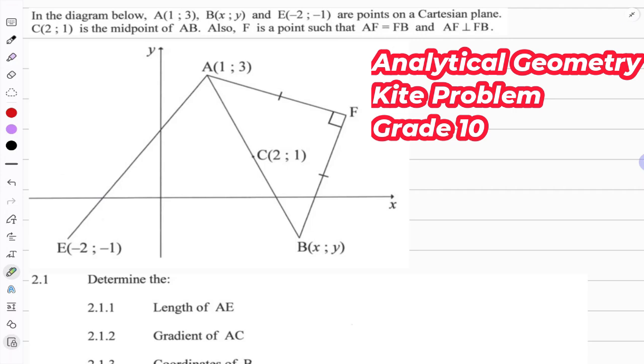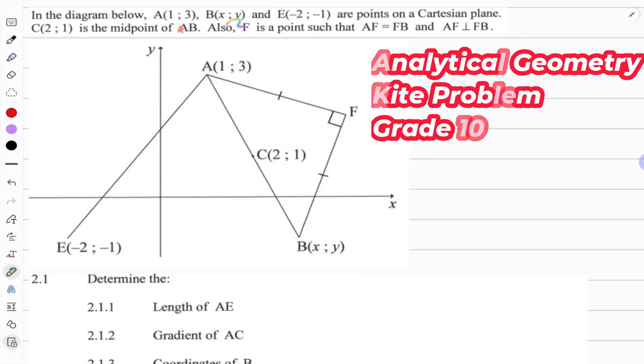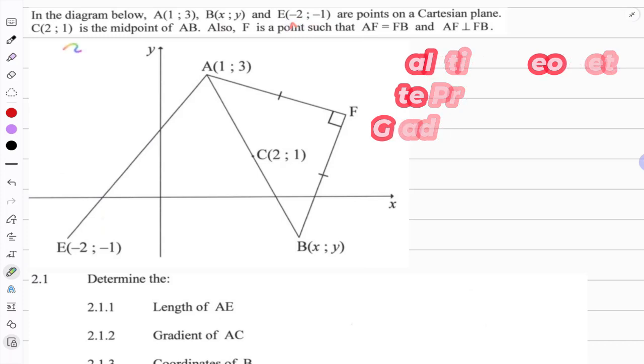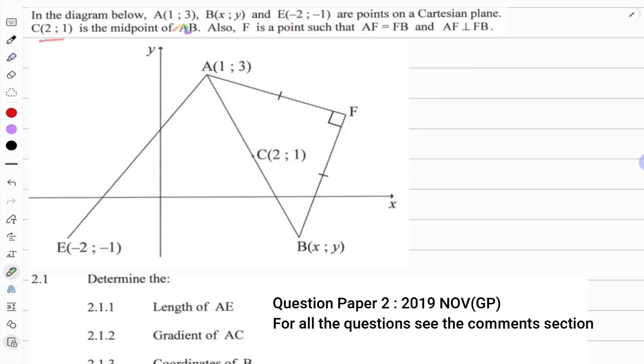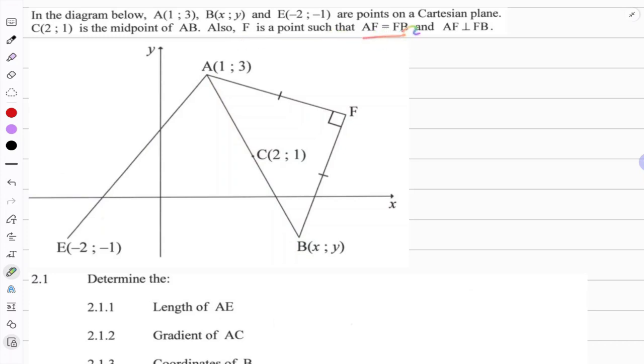So in the given diagram we are given 4 points A, B, E and C, and they also tell us that C is the midpoint of AB. So C here is the midpoint of this line AB. Also F is such that AF is equal to FB. So these two lines are equal in length. And they also tell us that AF is perpendicular to FB. So these two lines are perpendicular.